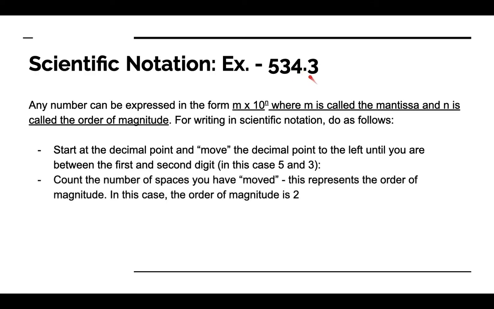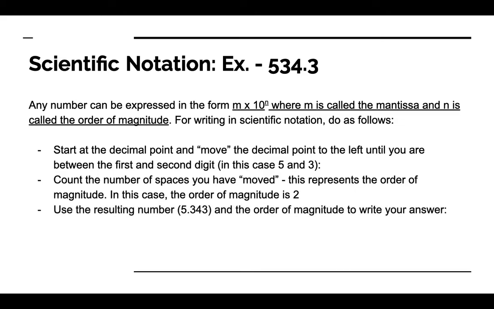We count the number of spaces we have moved. From right here to between 5 and 3 is 2 spaces, and this represents the order of magnitude. In this case, the order of magnitude is 2. So you use the resulting number, 5.343, and the order of magnitude to write your answer. 534.3 equals 5.343 times 10 to the second.